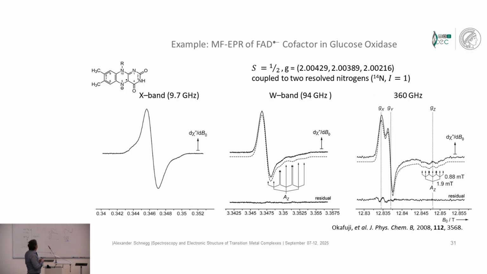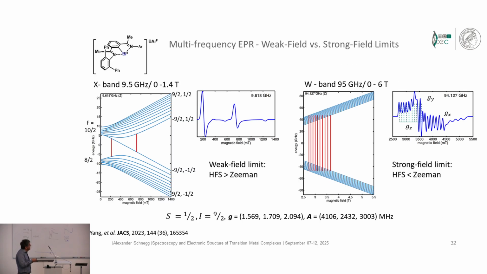An example is shown here. This is the FAD radical cofactor in glucose oxidase. This is a protein, and at X band frequencies, the EPR line has very little structure. If we increase the external magnetic field now to 360 gigahertz and something like 13 Tesla, we can clearly resolve our G tensor, and in addition also increase the hyperfine resolution, because since we now separate our hyperfine couplings on different G components, oftentimes the hyperfine resolution increases too.